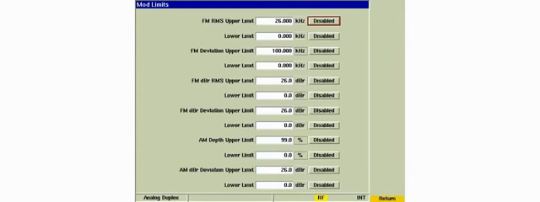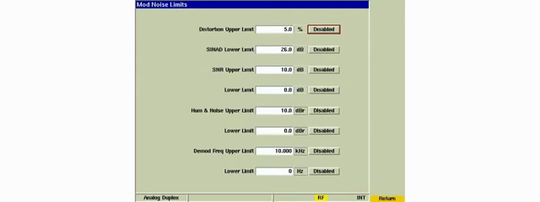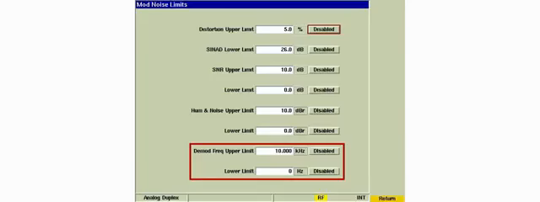The mod limits configuration tile is used to set up limits for FM and AM modulation measurements. The mod noise limits configuration tile is used to set up limits for demodulated noise and frequency measurements. These limits would apply to transmitter distortion, SINAD, signal to noise, and hum and noise measurements. Note that the demod frequency limit is also set on this tile.